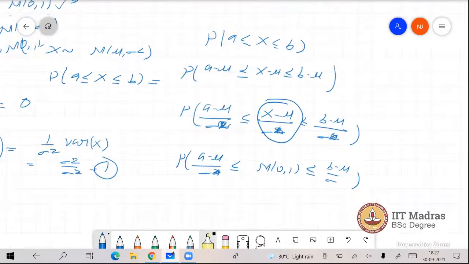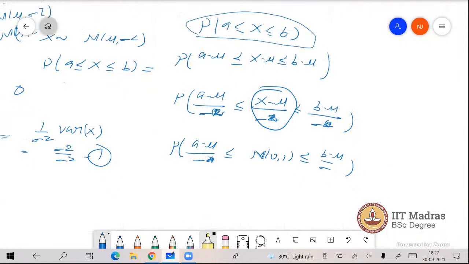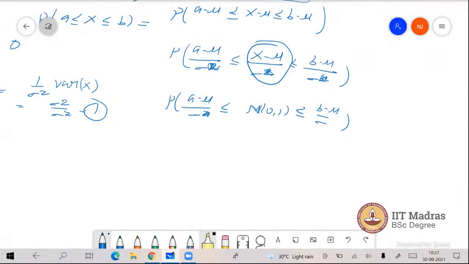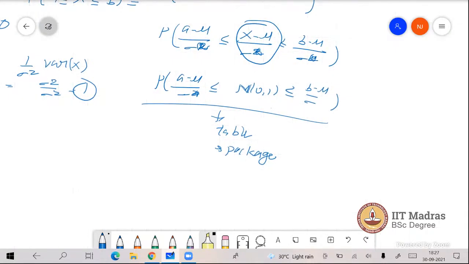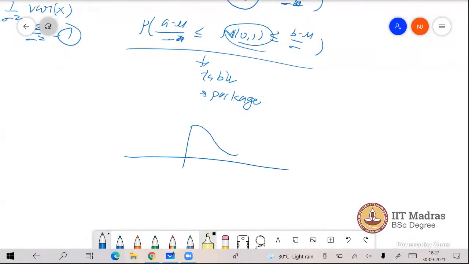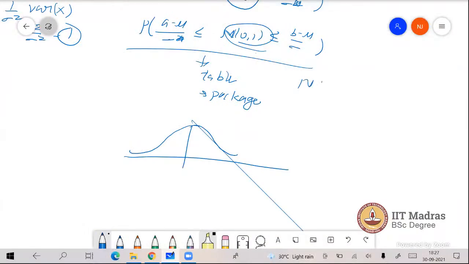Okay. So I was interested in finding these probabilities, and I have converted it into the normal 0, 1. This is how you proceed to find any probability of a normal distribution. These probabilities are given in table format, or some packages are used to find these values. This is a very standard function, normal 0, 1. So always remember this curve, and this normal 0, 1 is generally denoted by capital Z.